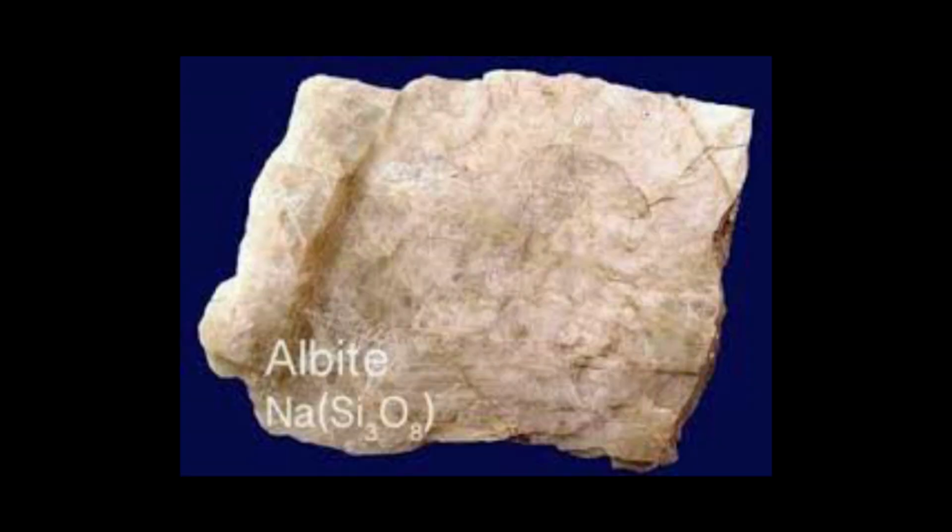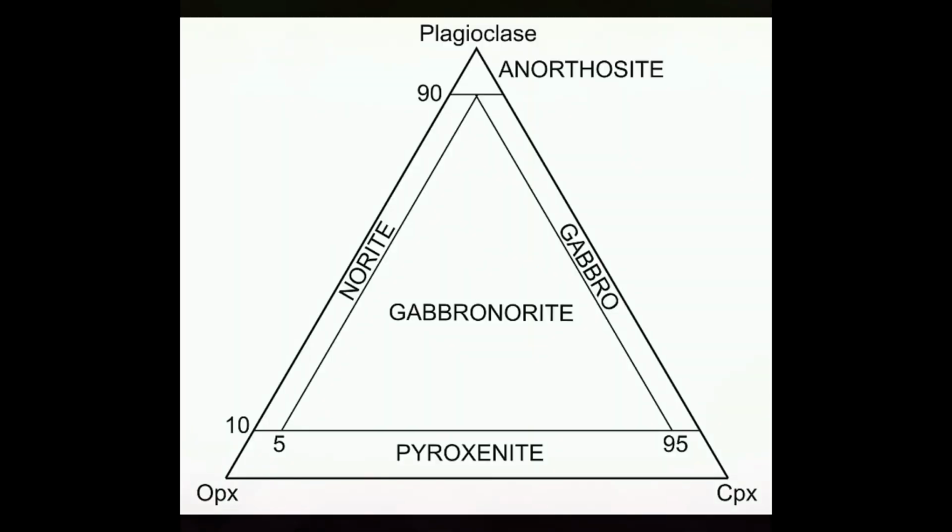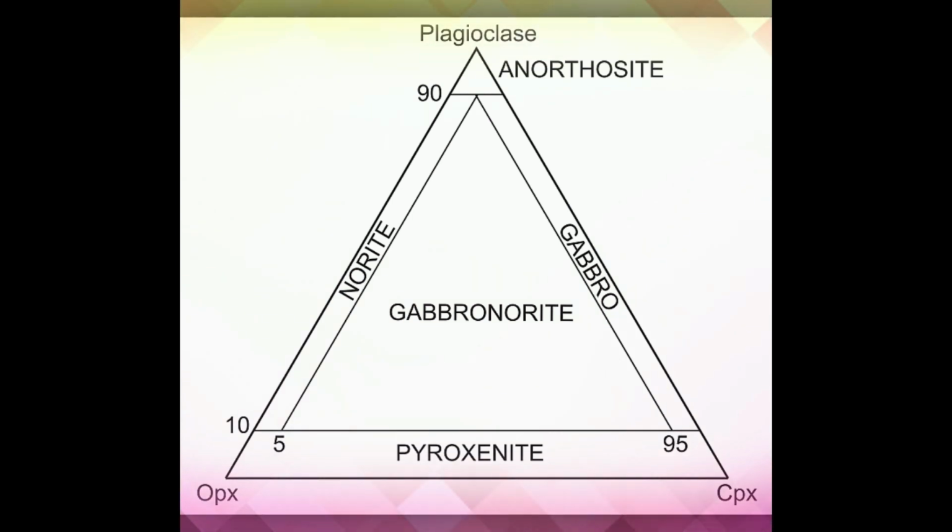Similarly, if a rock contains more than 95% plagioclase in it, then we call it anorthosite. Now please note that we call such types of rocks monomineralic rocks, a rock which largely consists of a particular mineral. From this diagram, you can see that if a rock contains less than 5% orthopyroxene, then it's called a gabbro, and if it contains less than 5% clinopyroxene, then it's a norite.